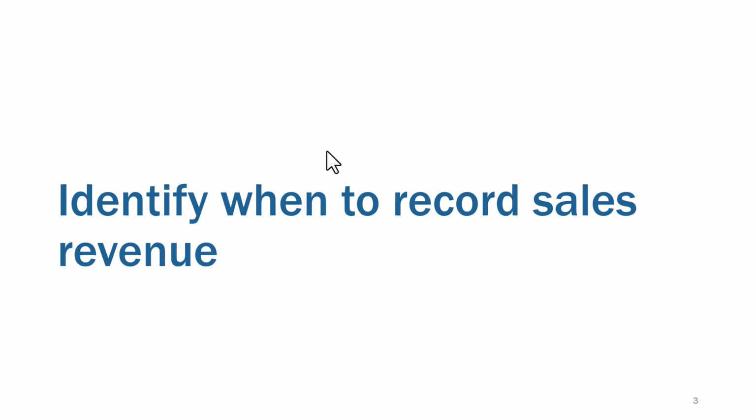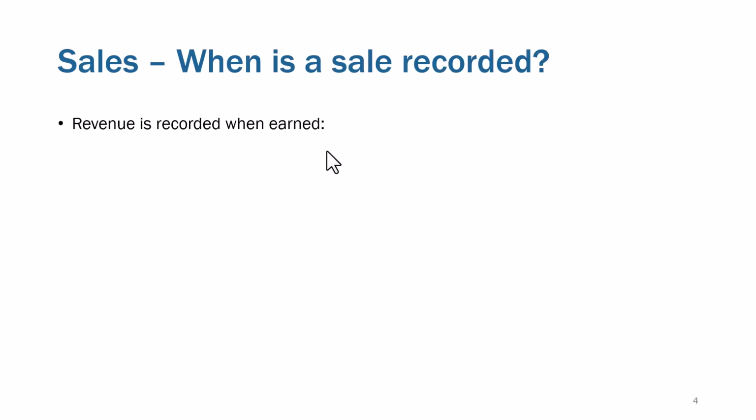Identify when to record sales revenue. Well, when is a sale recorded? Revenue is recorded when it's earned. And just in the first couple lines there, sometimes we say sales, sometimes we say revenue. Just get used to using those interchangeably. I suppose with sale, I usually think of that more as a product sale. So I sometimes think of sales revenue as a product sale, and then services revenue is when you're providing services. But just start to think of sales and revenue kind of interchangeably.